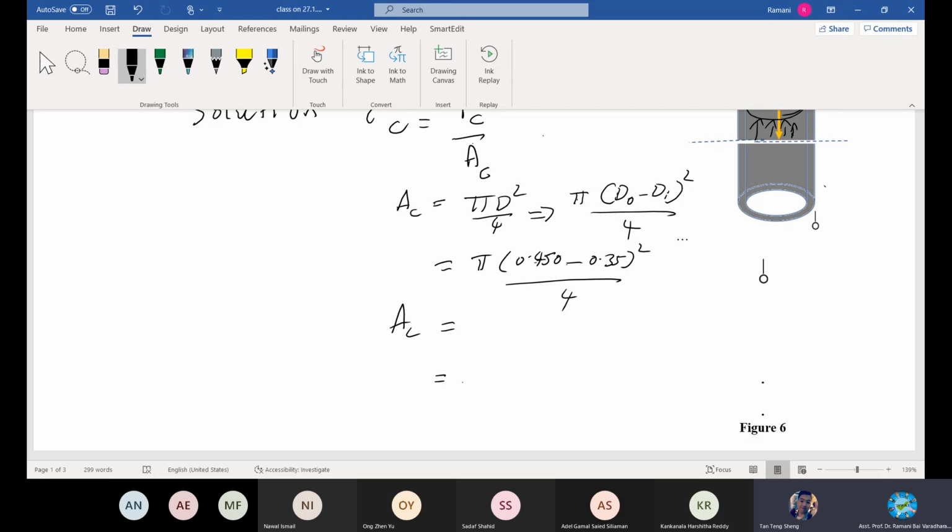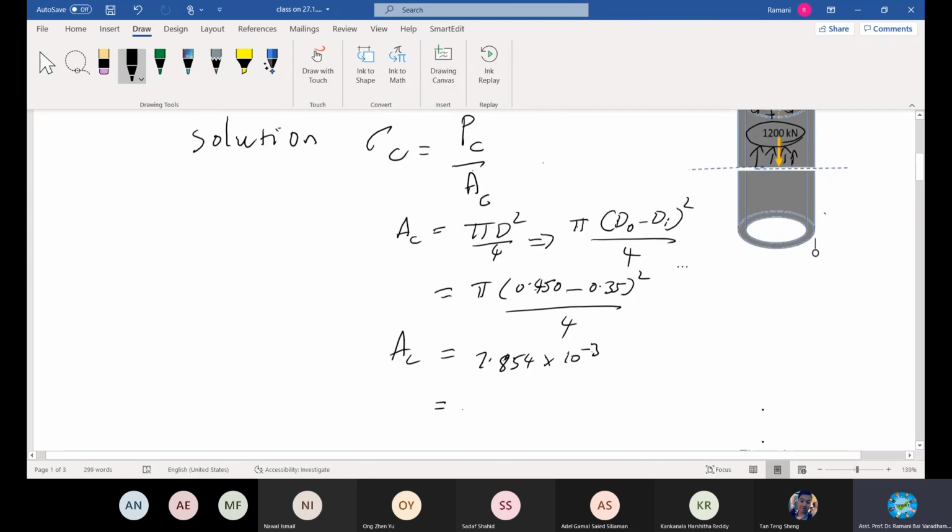Okay. All are getting the same answer? 7.854 into 10 to the power of negative 3. Okay. One moment. Okay, this is the area, the net area on which it is acting.